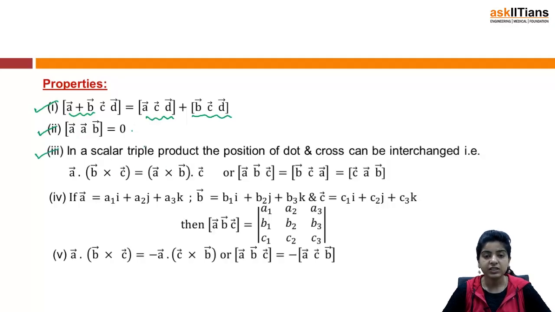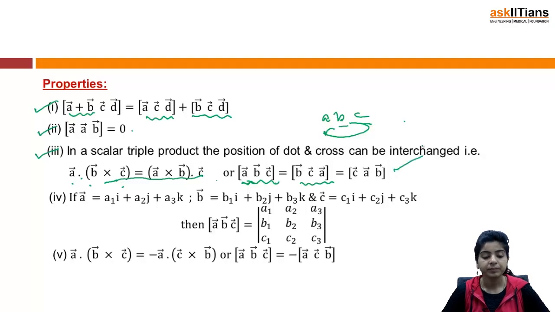Next one says, in a scalar triple product, the position of dot and cross can be interchanged. This we have already discussed, that if you have A dot B cross C, then instead of this dot we can put a cross, and instead of this cross you can put a dot. That is, A dot B cross C would be equal to A cross B dot C, or this means that the scalar triple product of ABC is equal to BCA, again cyclic order, ABC, BCA and CAB, right? So we get this.